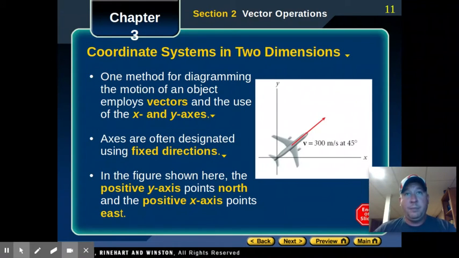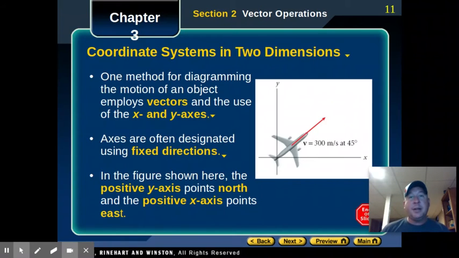If you recall, the name of the chapter is essentially motion in 2 dimensions. And so we are going to be assigning coordinate systems in 2 dimensions to help us describe the motion of objects. One of the best ways to do that is to use the X and Y axis. This is because they are fixed, and it helps us give a general sense of direction of objects in motion.